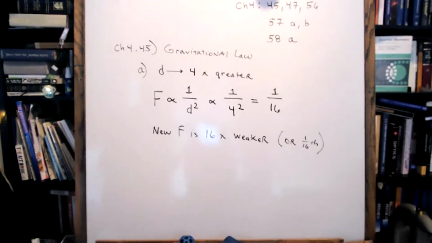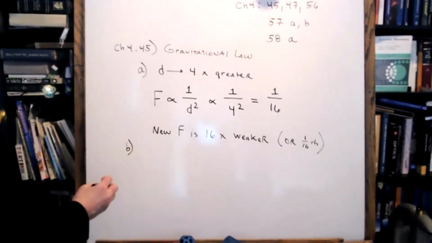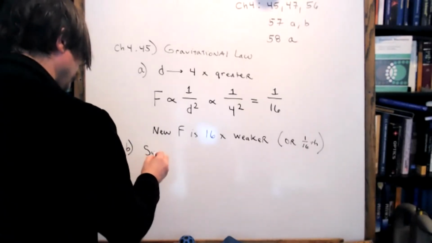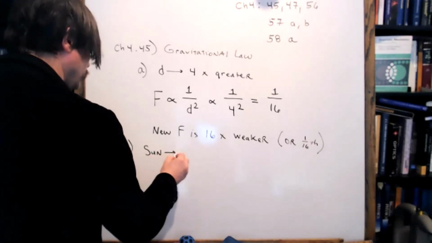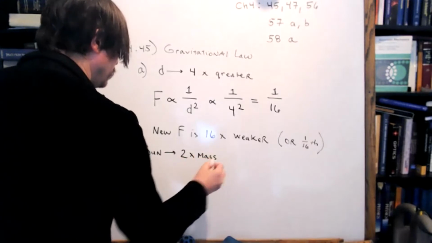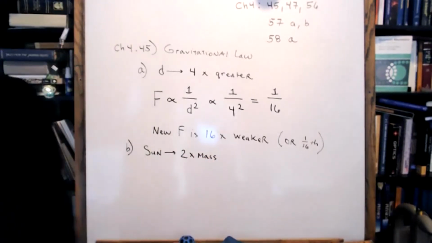B, are we doing B and C? Yeah. B says, suppose the sun were somehow replaced by a star with twice as much mass. What would happen to the gravitational force between Earth and the sun? Let's have someone else try it. Maybe Kim. Kim, how would I set this up?